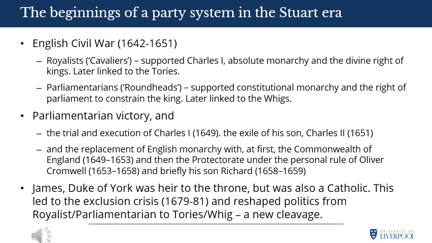So, a bill was moved in Parliament, the Exclusion Bill, to exclude James, Duke of York, from the succession on the basis of his religion. Now, 3 attempts were made at this, and it crystallised MPs into two parties, in inverted commas, the Whigs and the Tories.